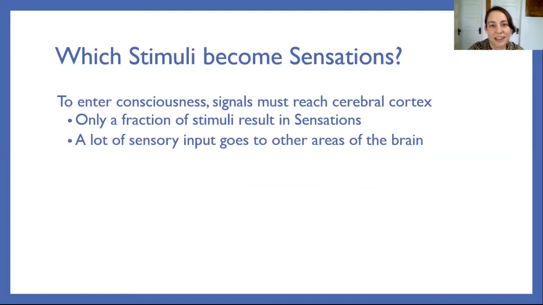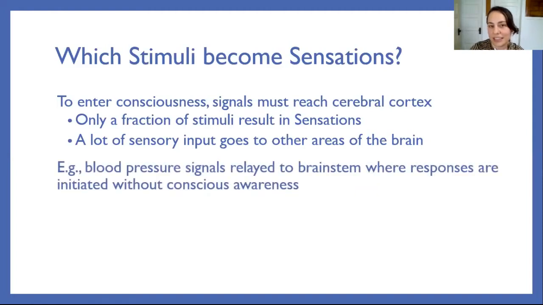Now, when the stimuli are coming in to your central nervous system, the ones that are going to be called sensations are those that enter your consciousness. They reach the cerebral cortex. That's that outer layer of gray matter all over the cerebrum. Only a small fraction of all of the stimuli coming into your body at all times results in a conscious sensation. A lot of your sensory input goes to other areas of the brain.